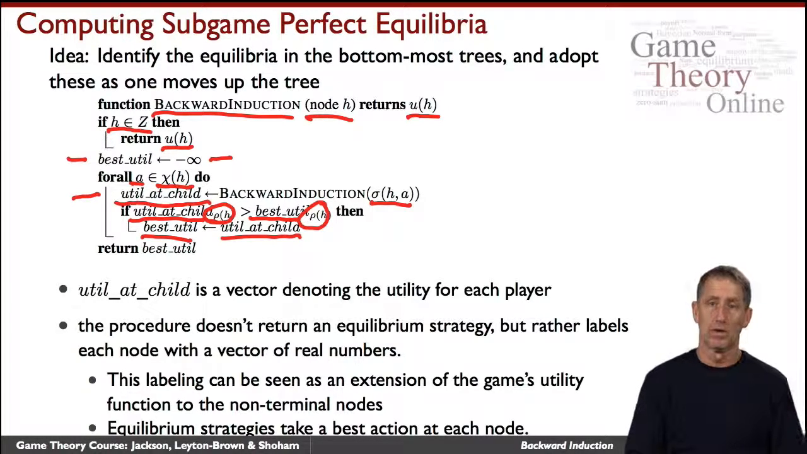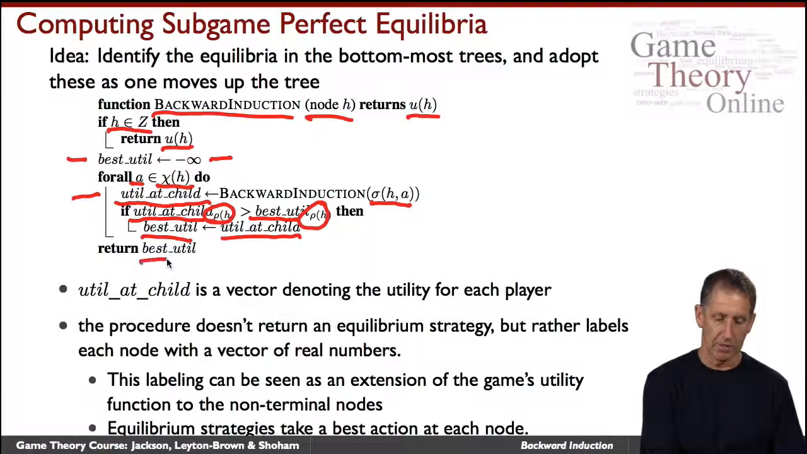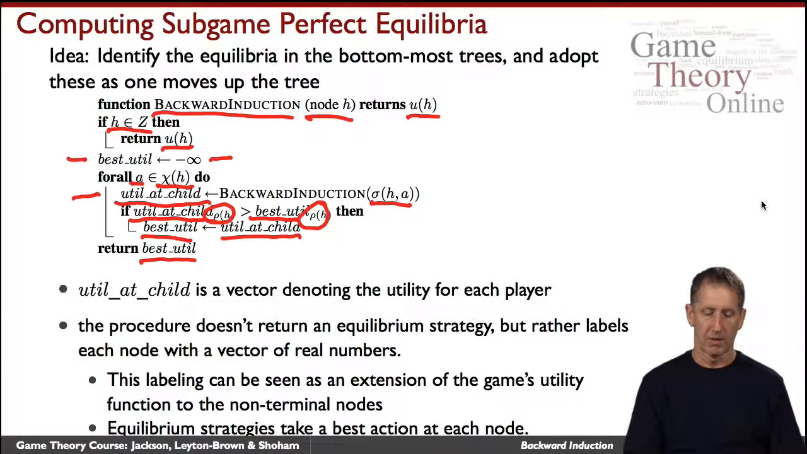And so in this way, we're cycling through all the children and finding, from the point of view of the agent to whom node h belonged, which of all the vectors is best. And again, the intuition is he will take the action leading to that child and update that vector accordingly. And that's why when we're done, we're returning the best we found so far, called best_util. That is the backward induction procedure. And notice that we don't return a strategy, just the list of payoffs.